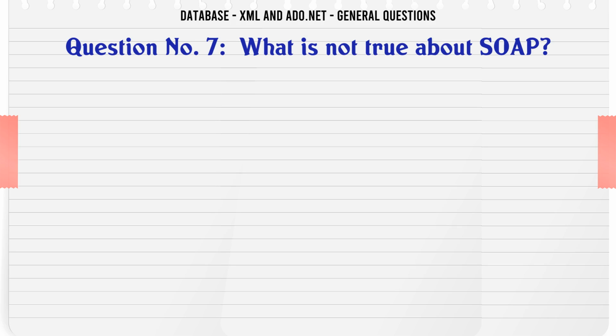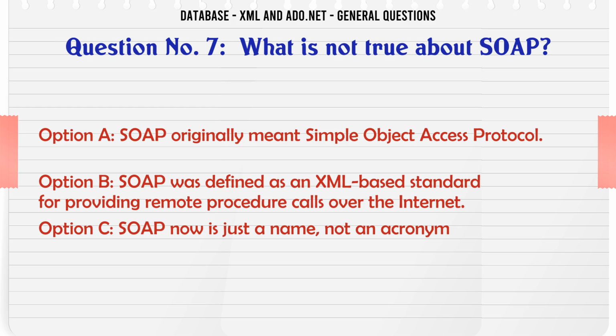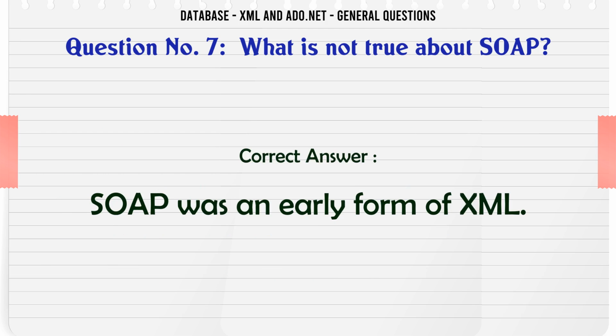What is not true about SOAP? A. SOAP originally meant Simple Object Access Protocol. B. SOAP was defined as an XML-based standard for providing remote procedure calls over the Internet. C. SOAP now is just a name, not an acronym. D. SOAP was an early form of XML. The correct answer is SOAP was an early form of XML.